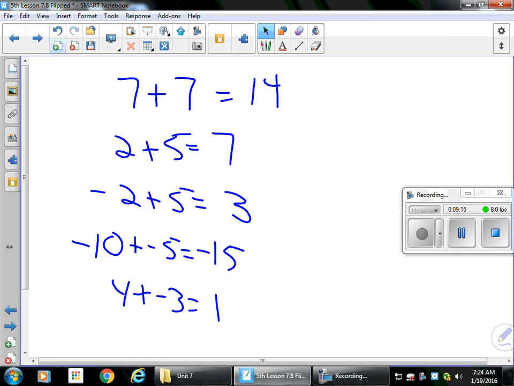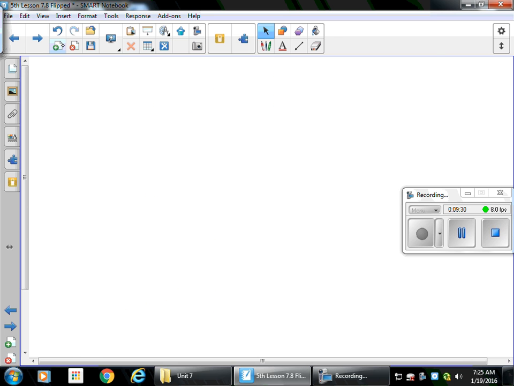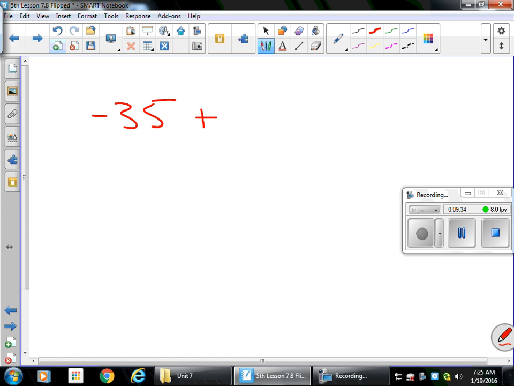Okay, you're going to be doing a lot of practice with this tomorrow. So in case it doesn't completely make sense right now, I'll explain it more in class tomorrow, but this is just the basic concept of what we're doing tomorrow. We start off pretty simple. You might be dealing with bigger numbers tomorrow, like let's say you have a -35 plus 8. Okay, what's the answer?